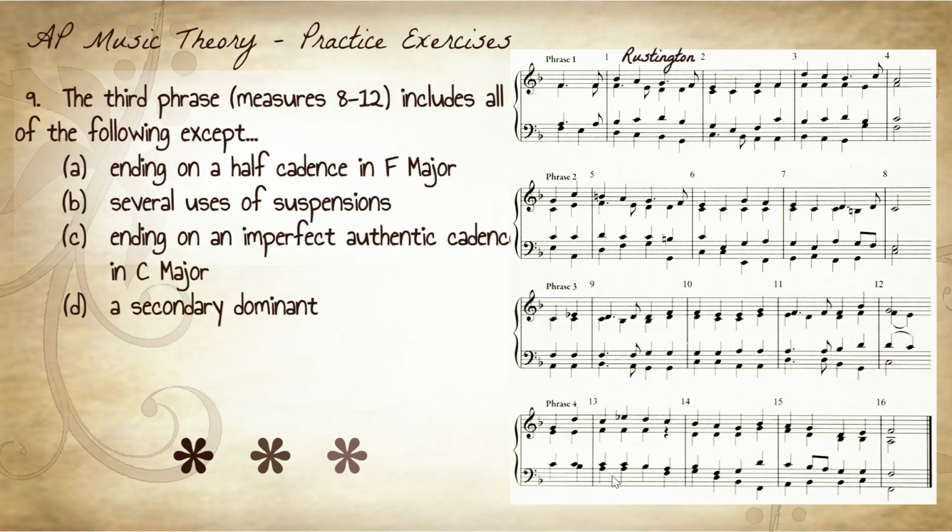Question 9. The third phrase, measures 8 to 12, includes all of the following except A, ending on a half cadence in F major, B, several uses of suspensions, C, ending on an imperfect authentic cadence in C major, or D, a secondary dominant.